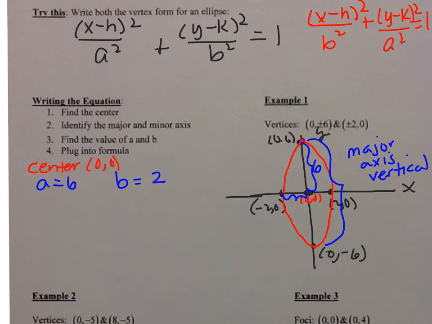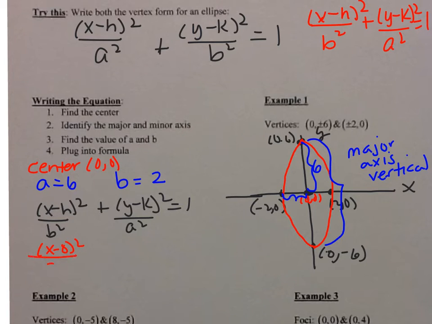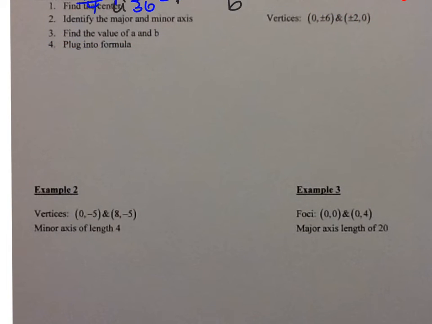So I'm going to use the formula (x minus h) squared plus (y minus k) squared equals 1, and my a squared is going to go underneath my y. So this would be a squared under the y and b squared under the x. So my center is (0, 0). So it's (x minus 0) squared over my b, which is 2, so 2 squared, plus (y minus 0) squared over 6 squared equals 1. So x squared over 4, plus y squared over 36, is equal to 1. Okay, so let's take a look at example number 2.